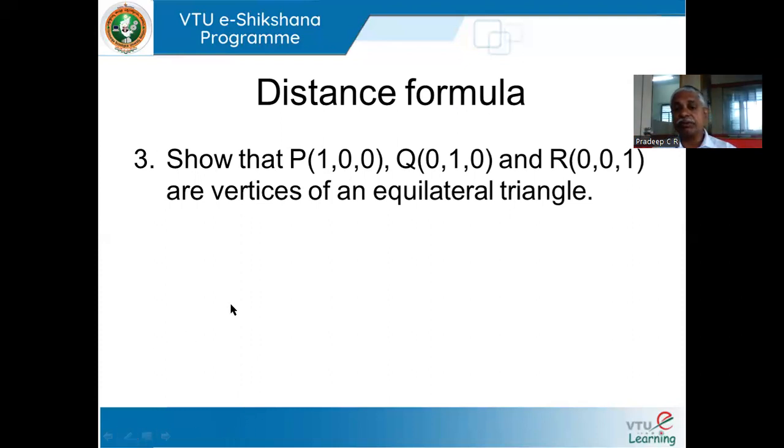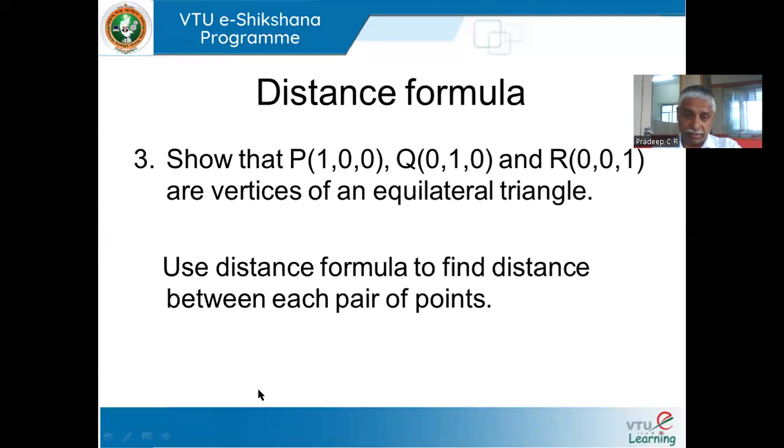I'm giving you three points in space. One is P called (1, 0, 0), Q called (0, 1, 0), and R called (0, 0, 1). Now, these three form vertices of an equilateral triangle. That is what is being asked to prove. Show that P(1, 0, 0), Q(0, 1, 0), and R(0, 0, 1) are vertices of an equilateral triangle. How we will do it is, equilateral triangle means all the sides must be equal, all three sides must be equal to each other.